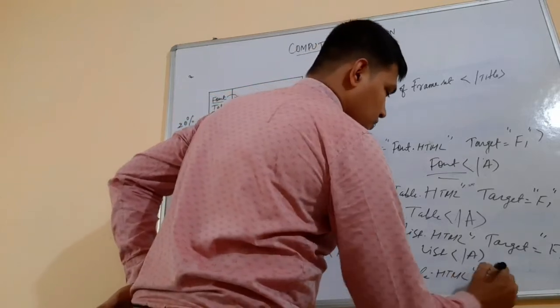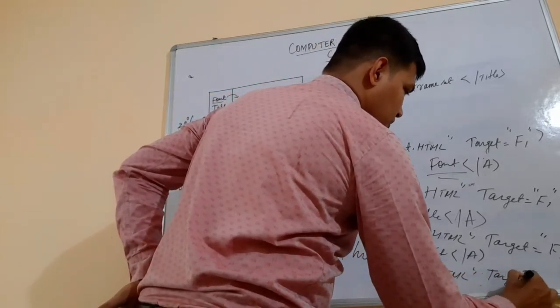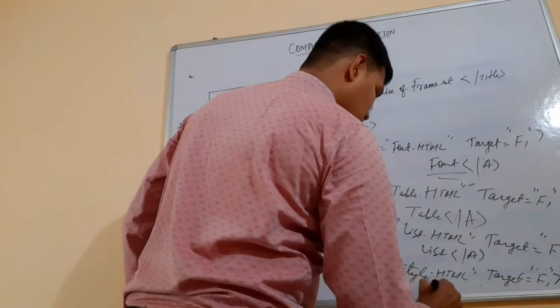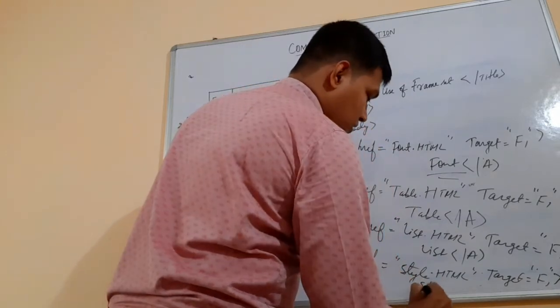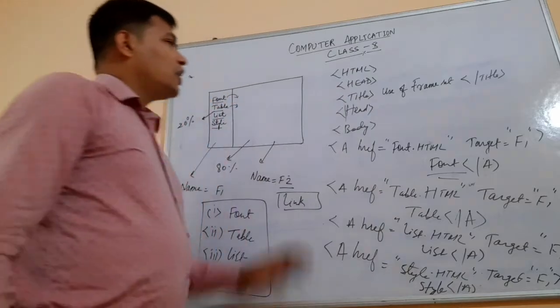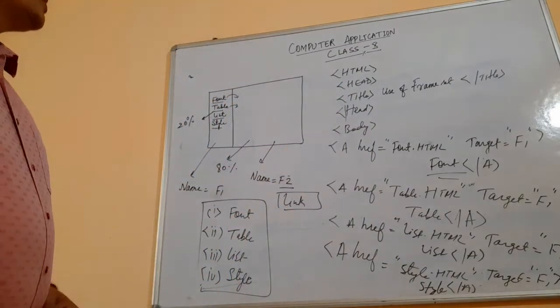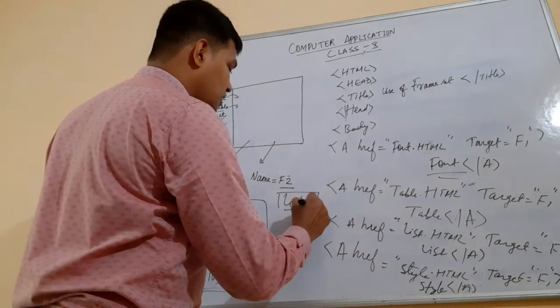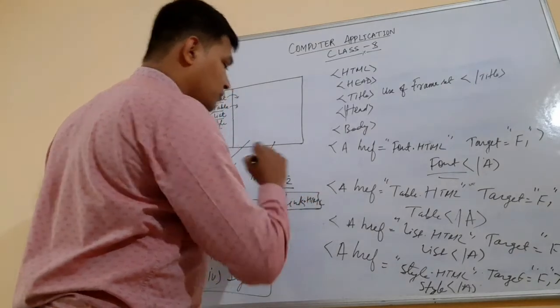then the target, then f1, then close it, and then write style. What do you write? Style, then A will close. After that, close the body tag and the HTML tag. This code will be saved by the name of html file. Okay.